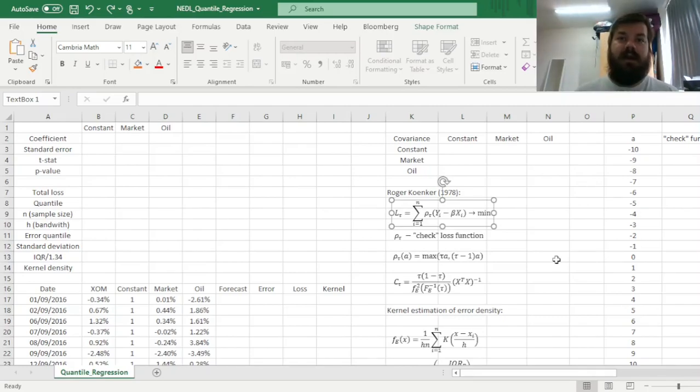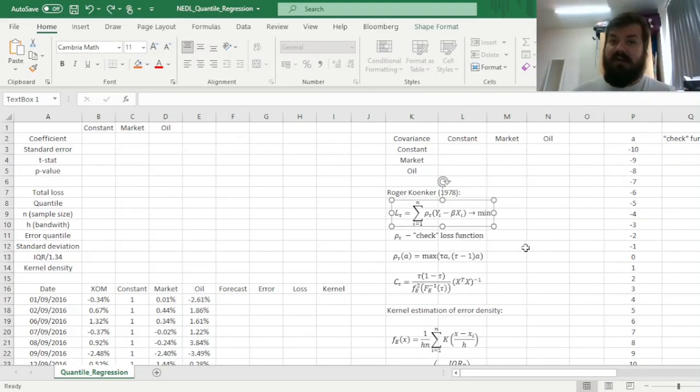Well, Koenker showed that if you rather minimize absolute deviations, you estimate the conditional median. And more generally, if you use the so-called check loss function, rho subscript tau, where tau is any quantile from 0 to 1, so 0 being the lowest possible realization, 1 or 100% being the highest possible realization, and 0.5 or 50% being the median, you can estimate any conditional quantile.